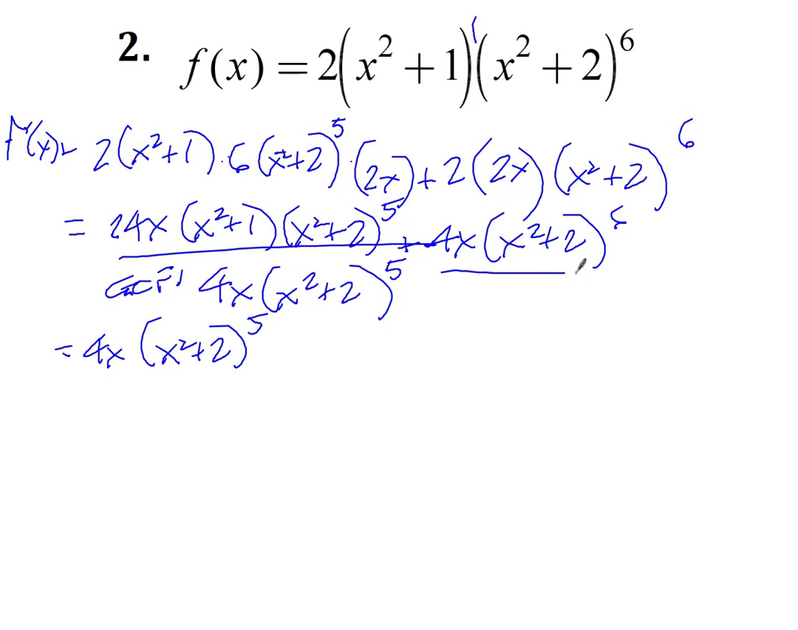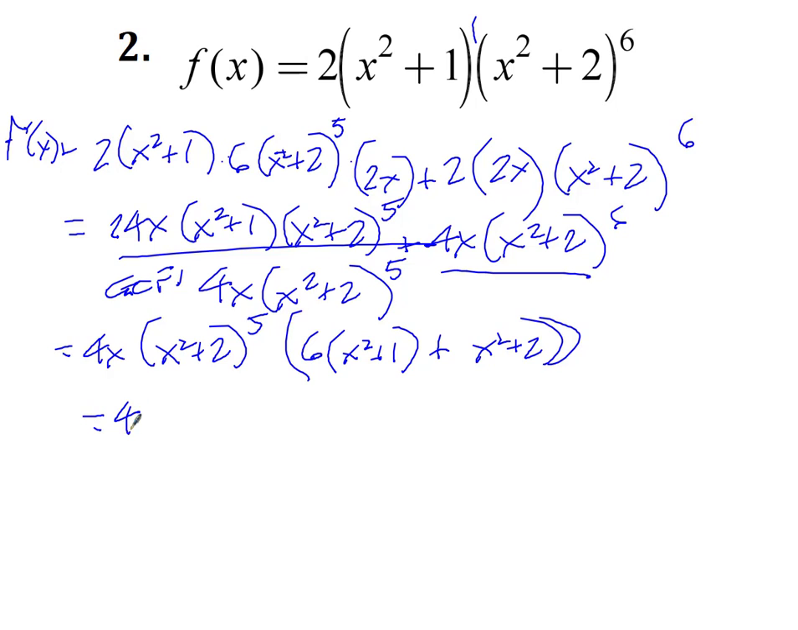I'm going to divide each of these components by my greatest common factor. So let's divide this first one by this. 24x over 4x gives me 6. X squared plus 1 is going to be in there because it's not present here. (X squared plus 2) to the 5th, those both cancel out, so I'm just left with this. Plus, 4x over 4x cancels out. (X squared plus 2) to the 6th over (x squared plus 2) to the 5th leaves me with an x squared plus 2.